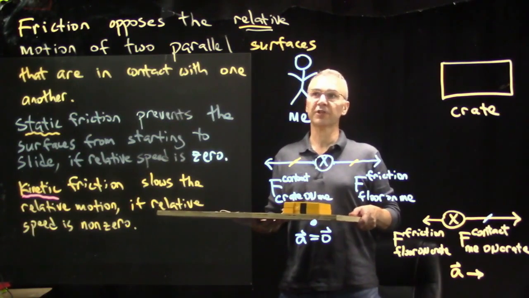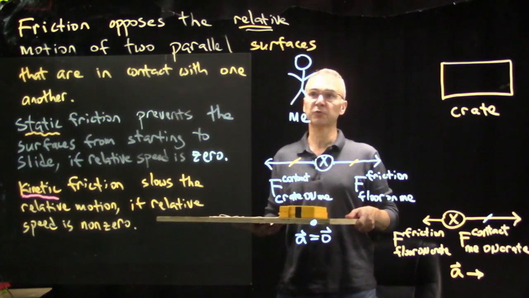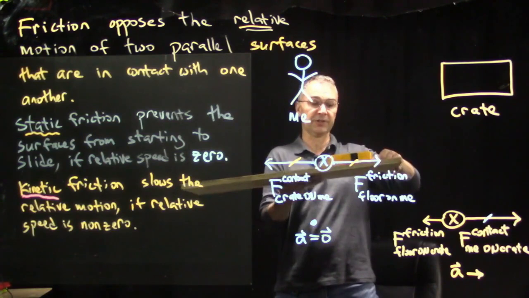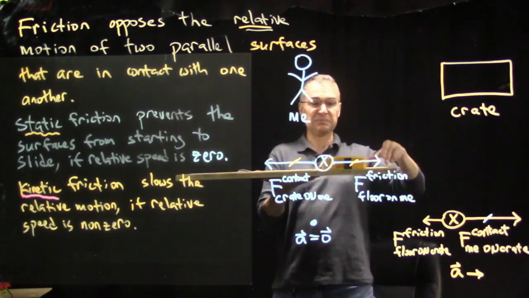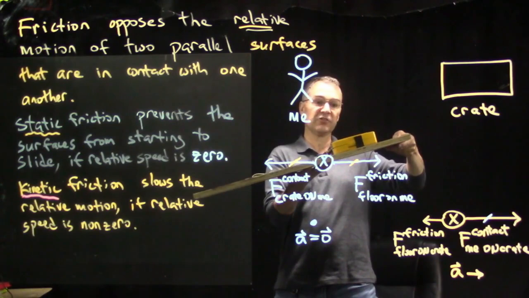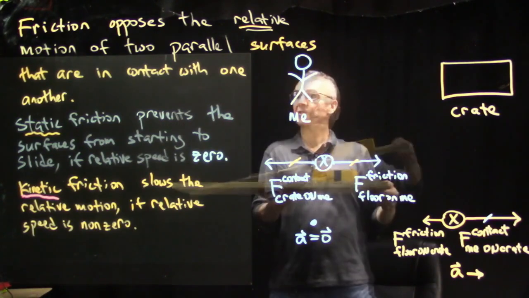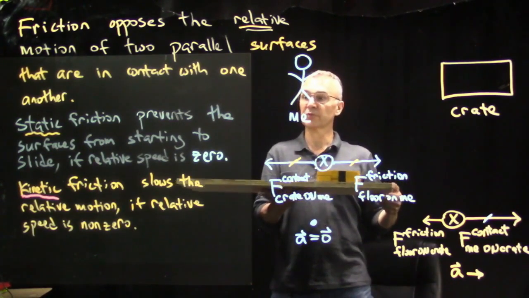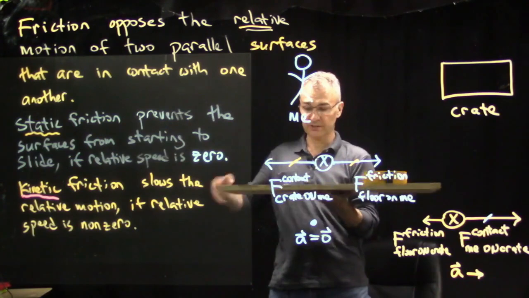Friction is a force that opposes the relative motion of two parallel surfaces that are in contact with one another. For example, I have this little box of drill bits and this sheet of plywood, and it seems as if something is stopping them from sliding with respect to one another. So static friction prevents the surfaces from starting to slide if their relative speed is zero.